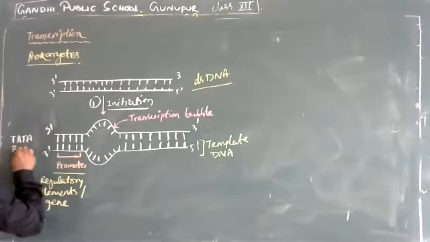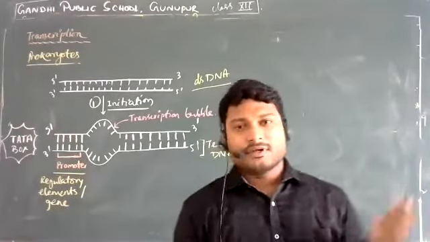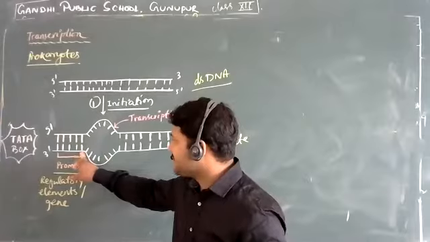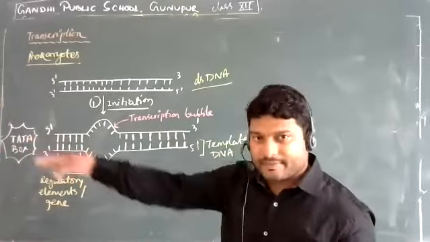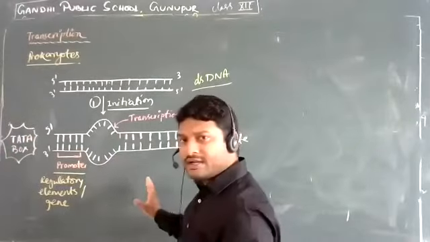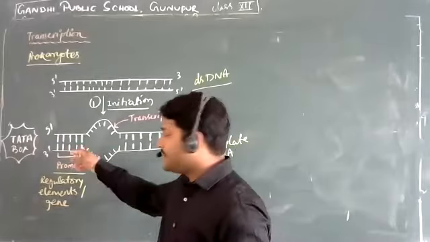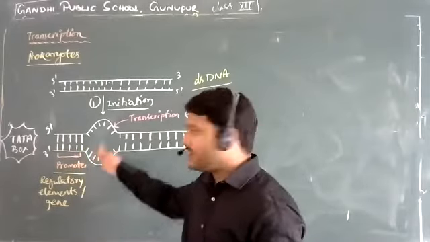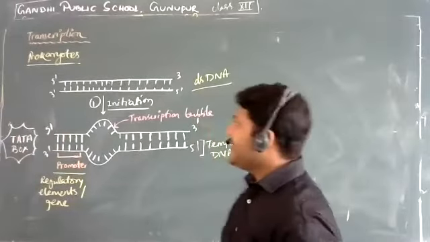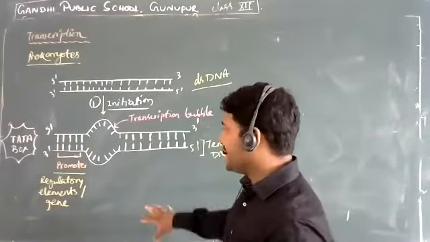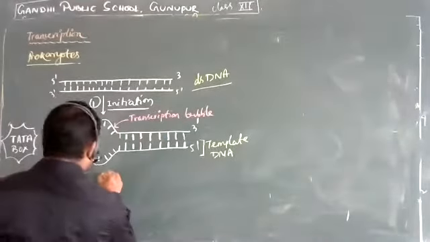Now this Tata box is going to be typically at the -25 area. -25 means if the transcription begins here, that is going to be 1, and behind it, upstream, is the promoter, upstream of the structural gene. So -25 bases behind the starting point of transcription, you'll have a recognition sequence called the Tata box, for example, and that will allow the polymerase to come and bind. Once you have the transcription bubble, it'll allow that. So after this, what is going to happen?